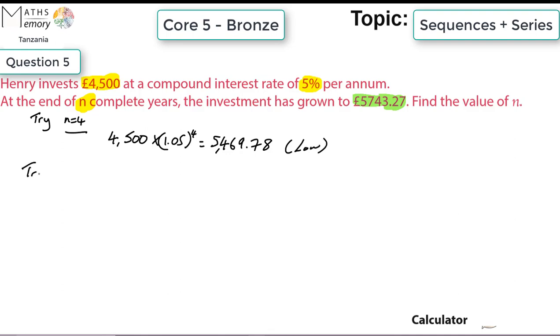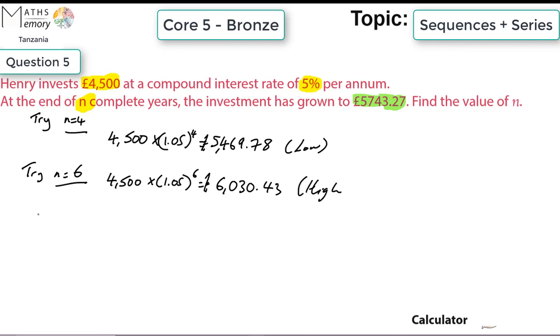Let's try another number over here. n equals 6. It doesn't matter if you put 7 or 8. They're not going to penalize you for that, as long as we try to whittle this down to our final number. So basic setup, 4,500 times 1.05 to the power of 6. Now, this time we get £6,030 and 43 pence. So that is a bit too high.